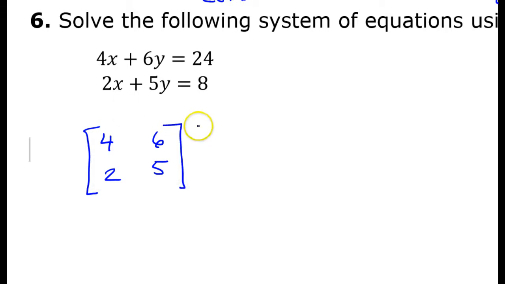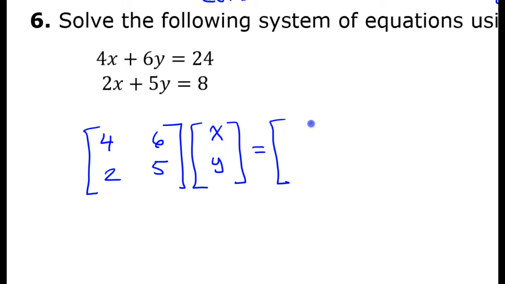What happened to the variables, you ask? Well, they will make their own matrix, in order, x and y, like that. And if we were to use our matrix multiplication and multiply these together, we would actually get exactly what we have above. And then we will have a third matrix made out of the answers over here, the 24 and the 8.